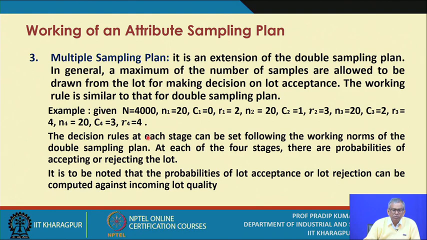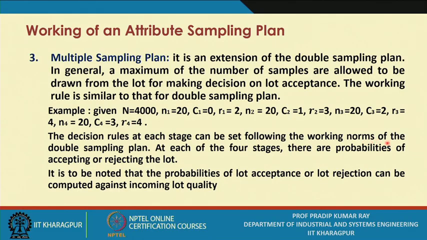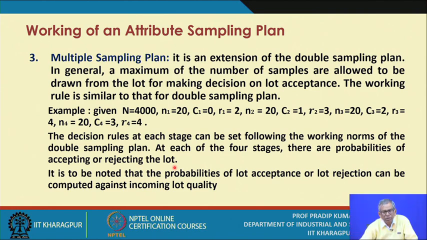So here what we have assumed is that the maximum number of samples you are allowed to draw from the lot for making a decision regarding lot acceptance or lot rejection is 4. So this is just an example. The decision rules at each stage can be set following the working norms of the double sampling plan. Is it okay? This I have already explained. At each of the 4 stages, there are probabilities of accepting or rejecting the lot, like in the previous case. Is it okay? And you need to use the notations of such probabilities accordingly.